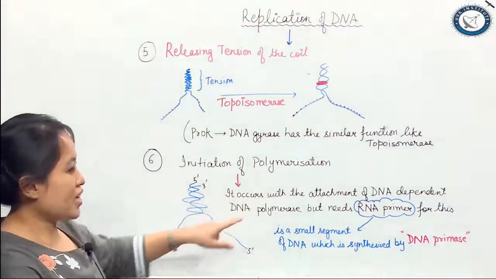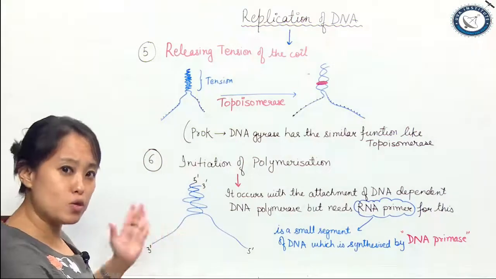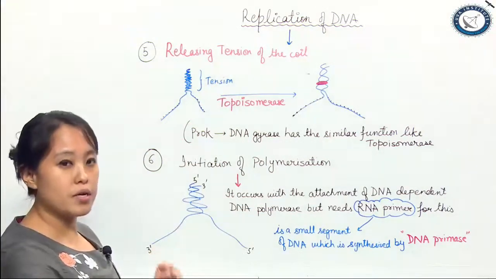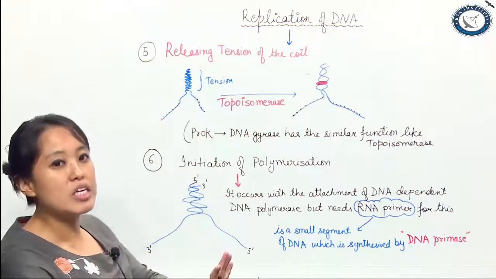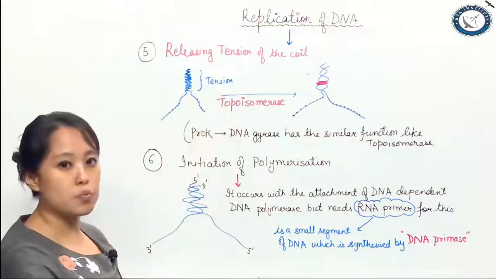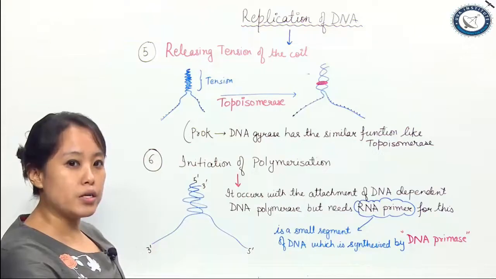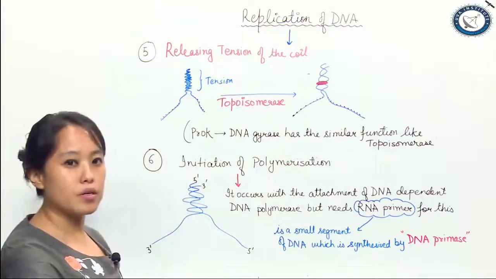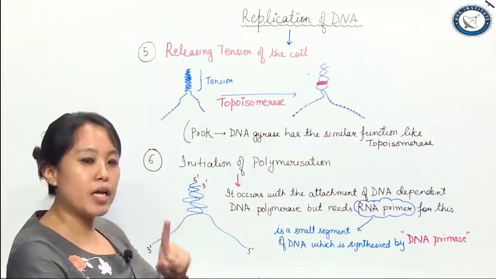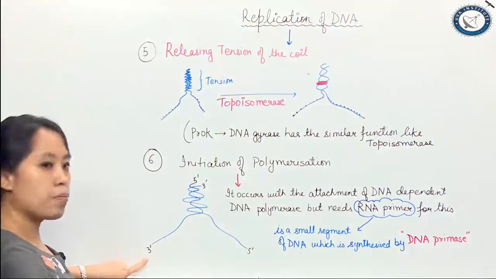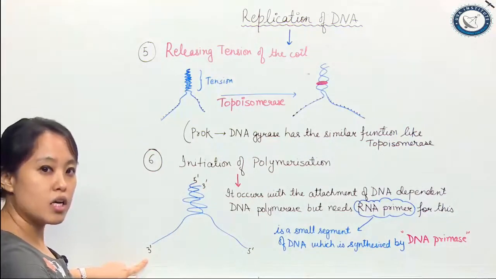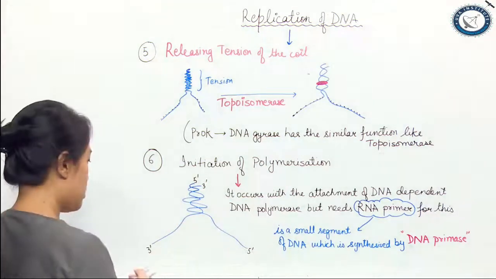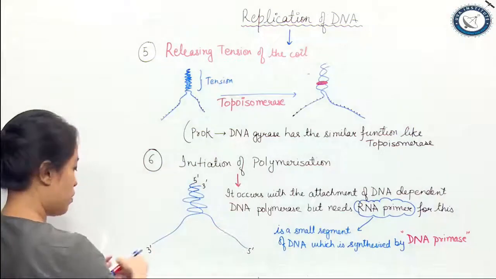So it needs an attachment at the 5' end to initiate the process, but it cannot do so. DNA dependent DNA polymerase cannot initiate your replication process. In order to do that, it needs RNA primer. And RNA primer can only recognize 3' end. So what happens here? I'm going to attach RNA primer with a red pen.